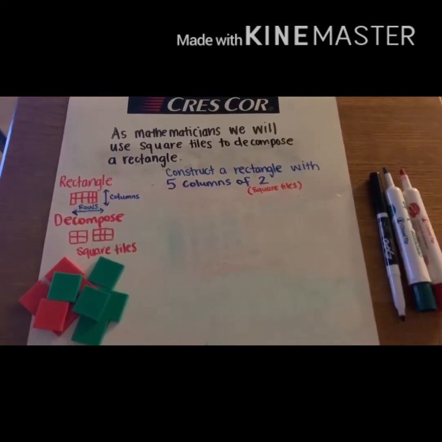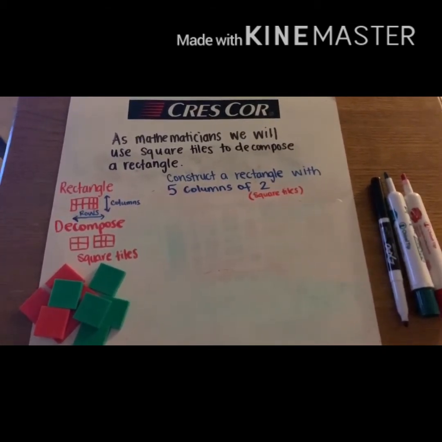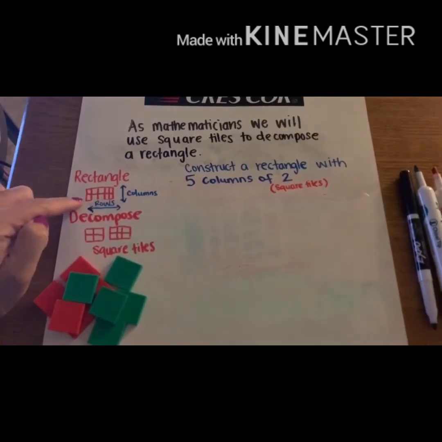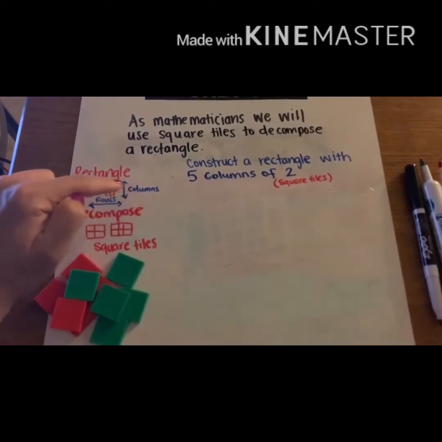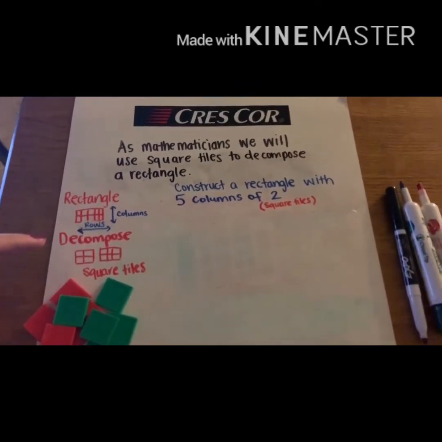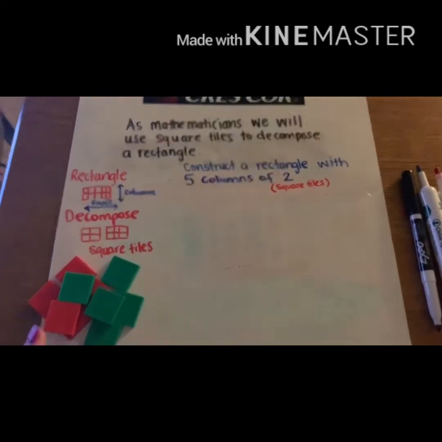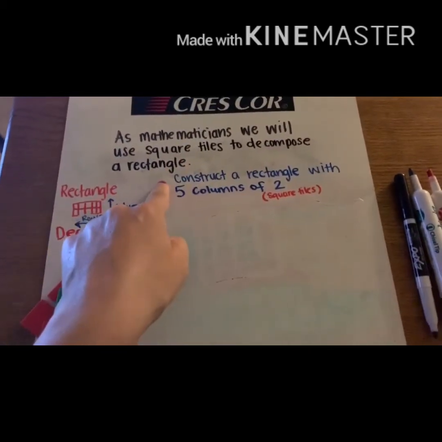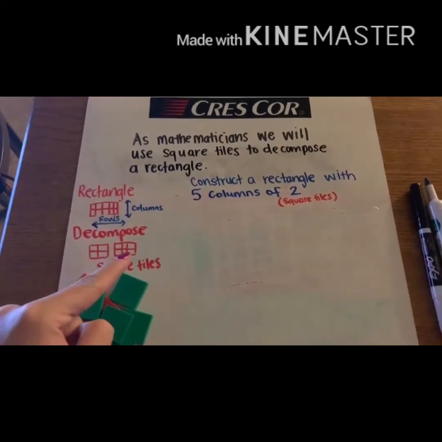And for today's math lesson, we're going to do something a little different. We're still using rows and columns, like you see right here, which are part of arrays, which can make a rectangle. Remember, when we put our rows and our columns together, it makes the shape of a rectangle. Now today, as mathematicians, we will use square tiles, like the ones you see over here, to decompose a rectangle. So decompose means to break apart.